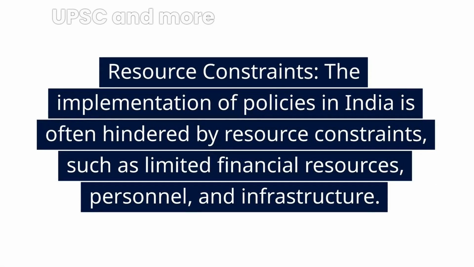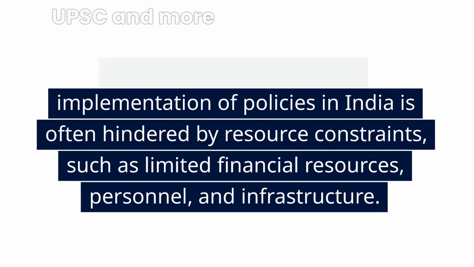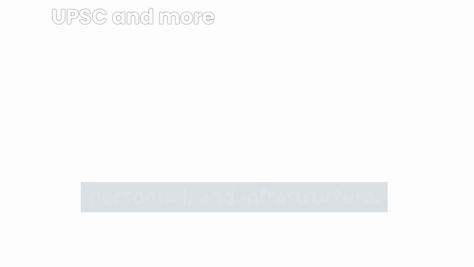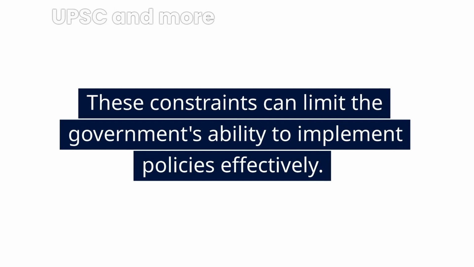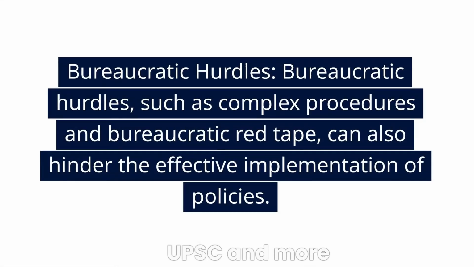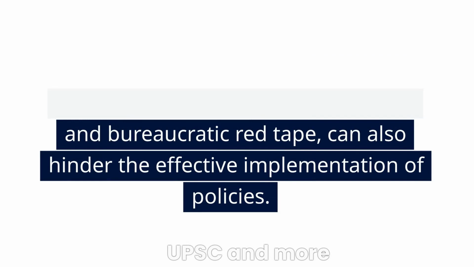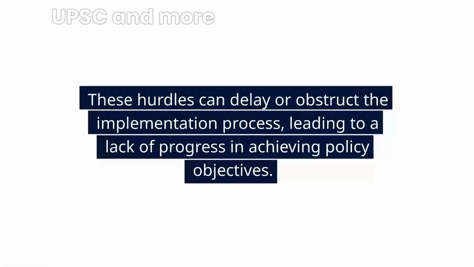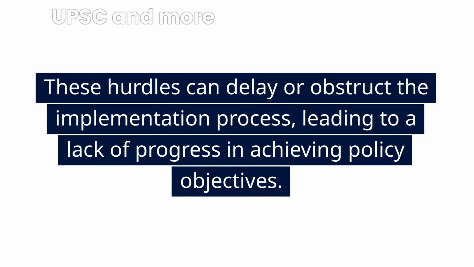Resource constraints. The implementation of policies in India is often hindered by resource constraints, such as limited financial resources, personnel, and infrastructure. These constraints can limit the government's ability to implement policies effectively. Bureaucratic hurdles, such as complex procedures and bureaucratic red tape, can also hinder the effective implementation of policies. These hurdles can delay or obstruct the implementation process, leading to a lack of progress in achieving policy objectives.